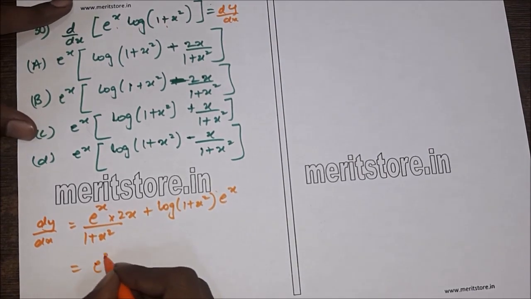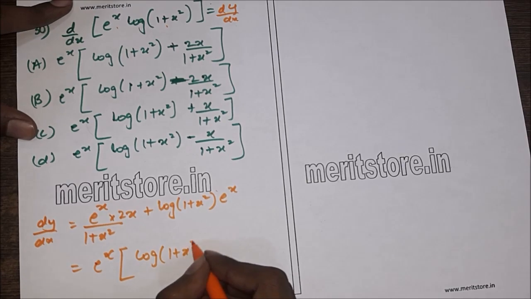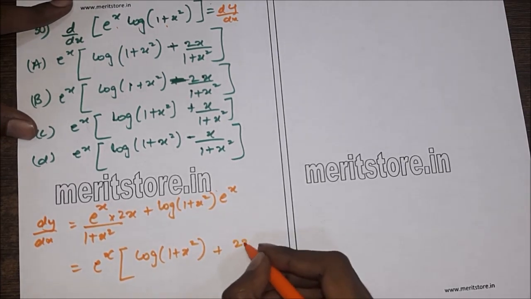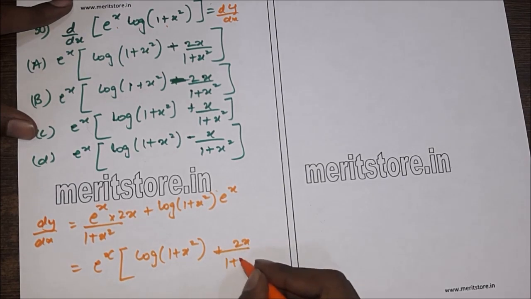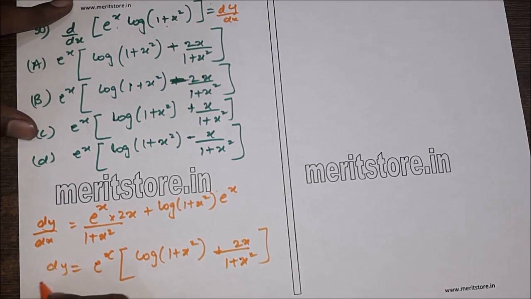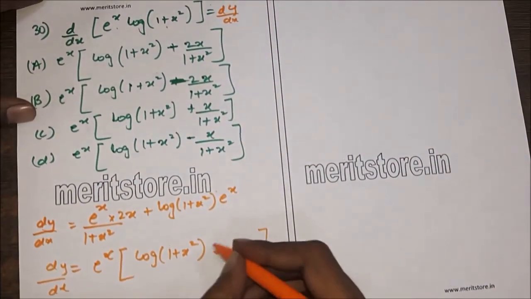Taking e raised to x common, we get log of 1 plus x square plus 2x upon 1 plus x square, which is option A.